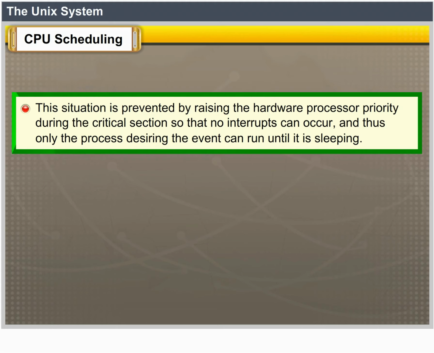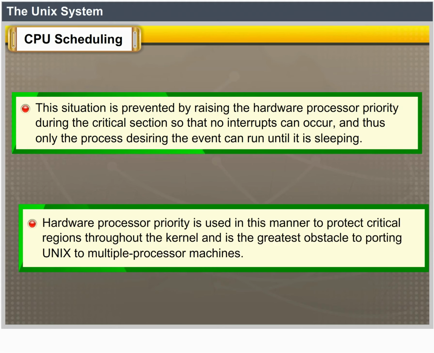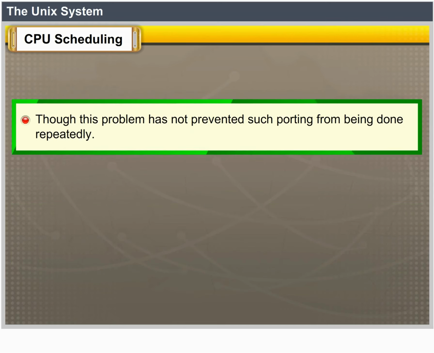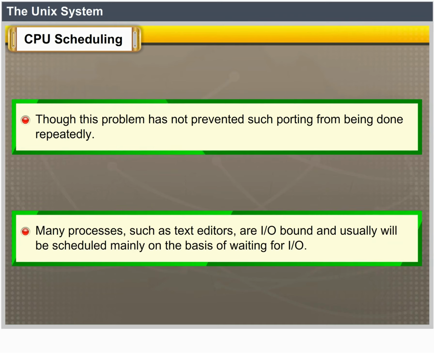Hardware processor priority is used in this manner to protect critical regions throughout the kernel and is the greatest obstacle to porting Unix to multiple processor machines. However, this problem has not prevented such porting from being done repeatedly. Many processes, such as text editors, are I/O bound and usually will be scheduled mainly on the basis of waiting for I/O.